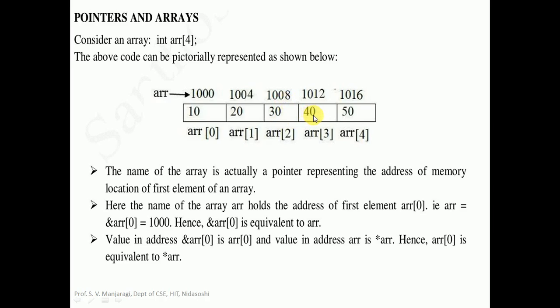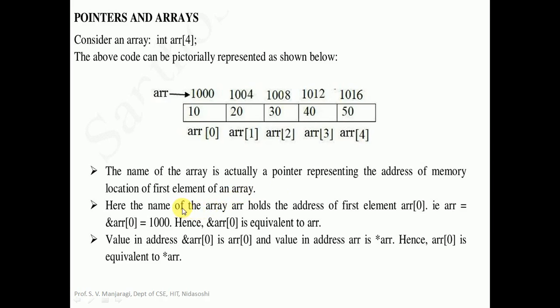What is the address of the fourth element of the array, where 40 is stored? Again we need to apply the same formula: base address of the array plus array index into size of the integer type. It will be 1012. Similarly, the address of the last element is 1016.